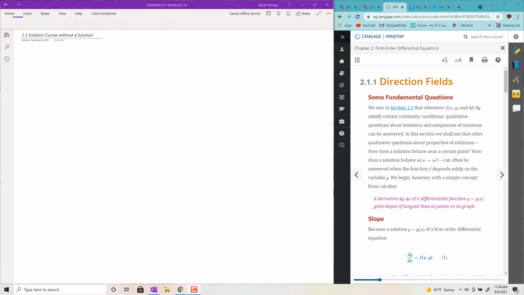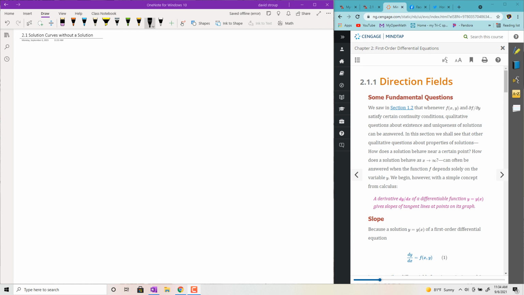Okay, hi, welcome back. This is now chapter 2 in differential equations, and we're looking at solution curves. Given that you might not even have a solution, you could still see what the solutions will look like just using the differential equation, presuming that it's one of these special types. And so let's take a look at it.